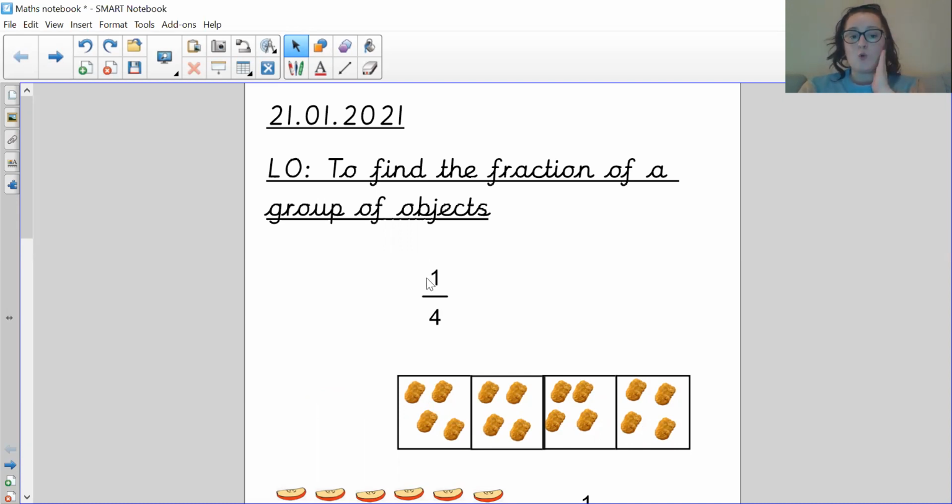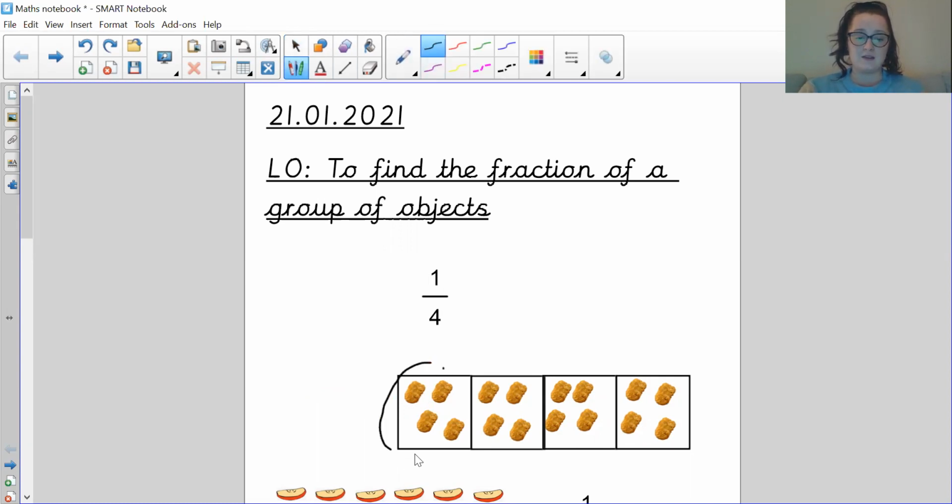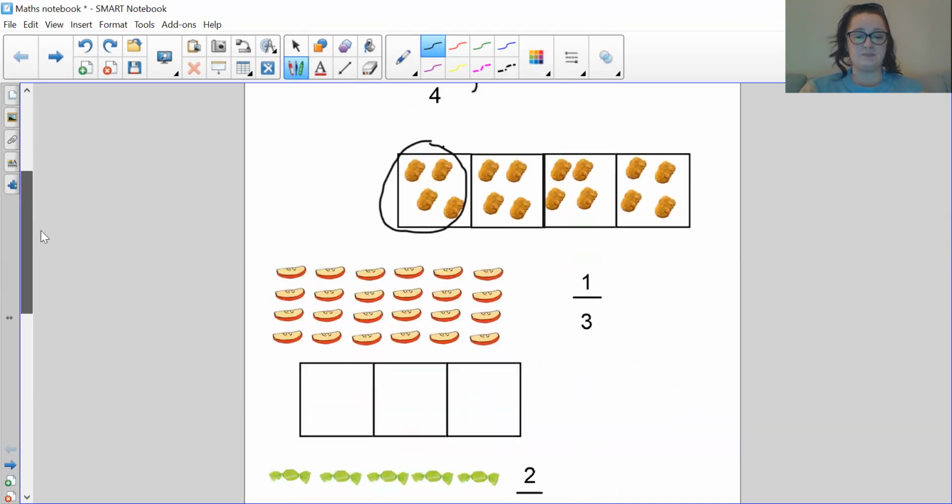Now I'm just looking at 1 quarter, so let's do a circle around this one. Now I need to count how many chicken nuggets are in my quarter. Well, I've got 1, 2, 3, 4. 1 quarter of, how many was altogether? Can you remember? 16 equals, and what does it equal? 4. Well done, superstars. Right, let's move on to another question.